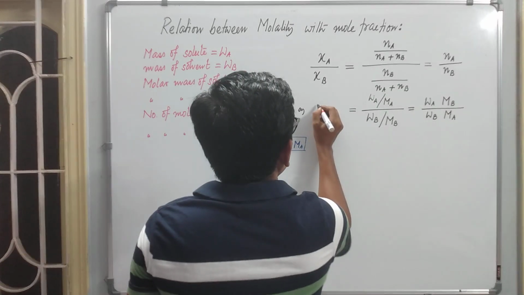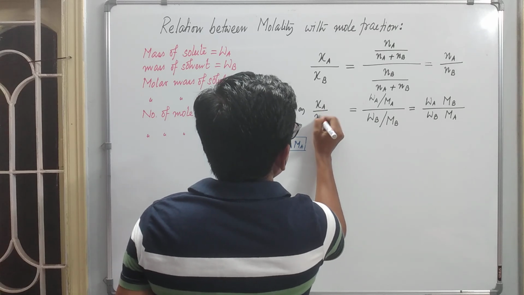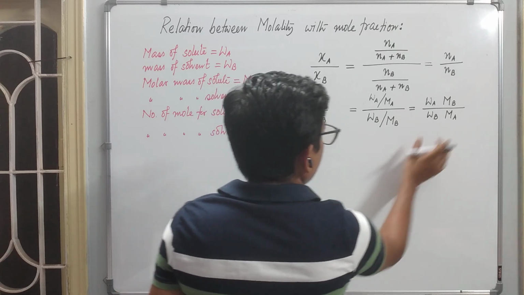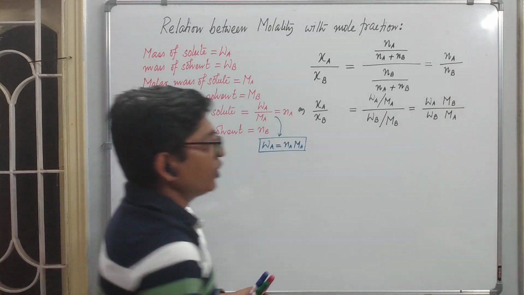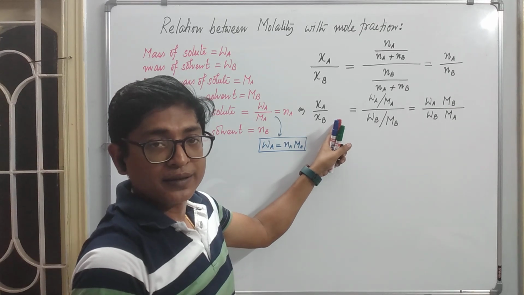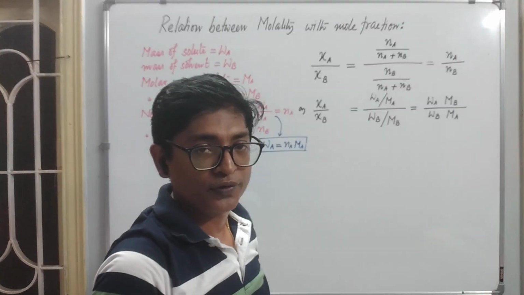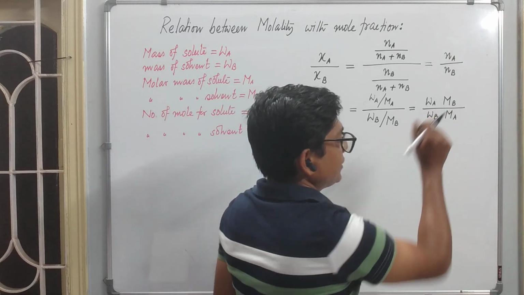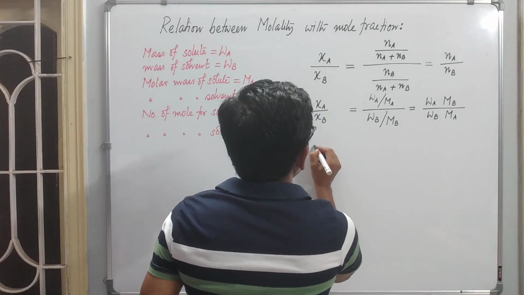Okay, so we can write mole fraction of this solute by mole fraction of solvent, and if we are simplifying it, we'll get this relation. Now here you can see we have everything on our left hand side, that is the mole fraction, but there is nothing which is associated with the molality of the solution. Now how can we get this side, the molality?